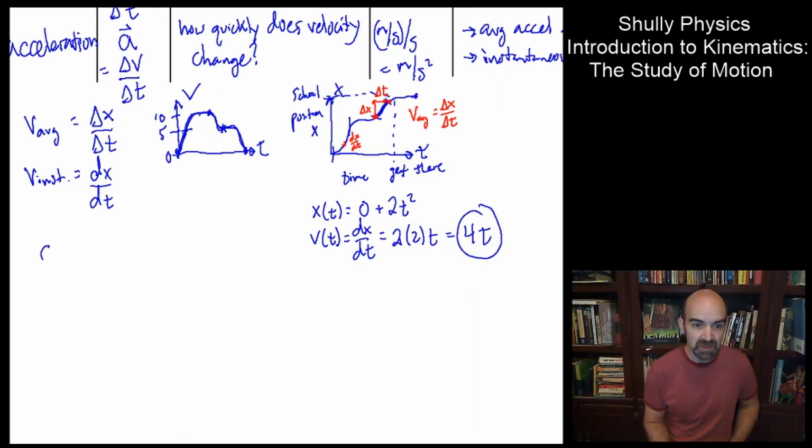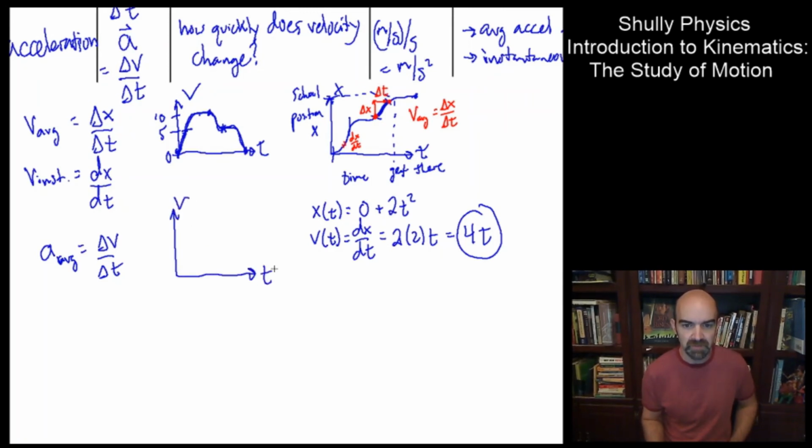And acceleration works the same way. Average acceleration is delta v over delta t. And here, let's say we're looking at a graph of velocity and time, like we have up here, and you see something like this. How about this? We'll mix it up a little bit.